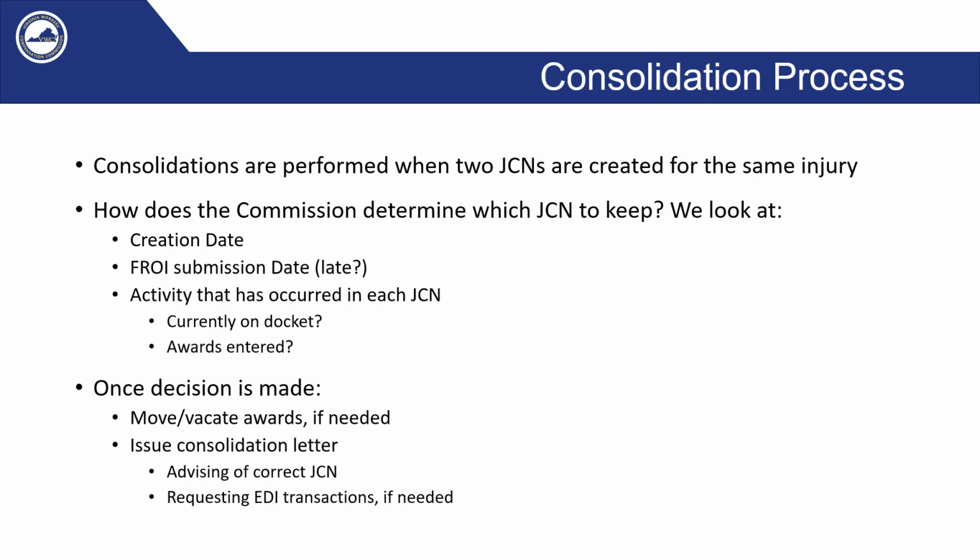The consolidation process. Consolidations are performed when two JCNs are created for the same injury. The Commission determines which JCN to keep based on the creation date, was the FROI submission timely, and the activity that has occurred in each JCN, such as is it currently on the docket or have awards been entered. Once the decision is made, we move or vacate awards if needed.